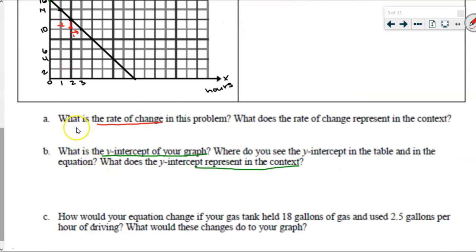So with that in mind, what is the rate of change in this problem? The rate of change is the slope, negative 2 over 1, or simply negative 2. What does it mean? It means we are using 2 gallons of gas every hour.